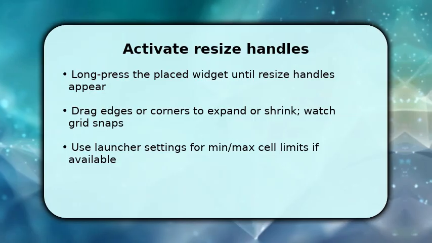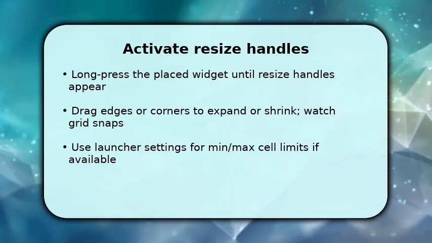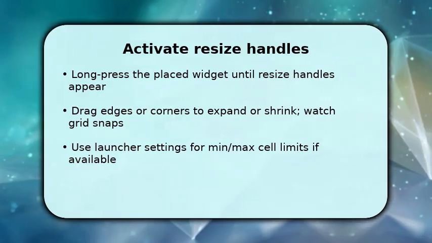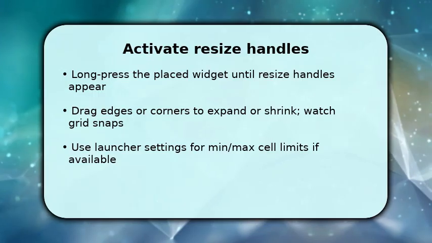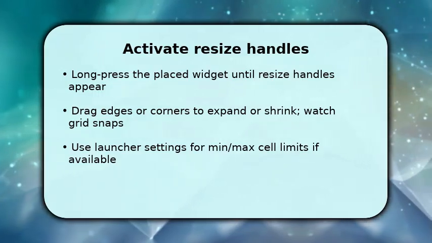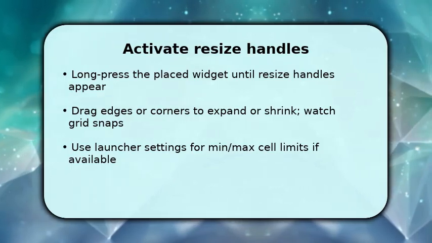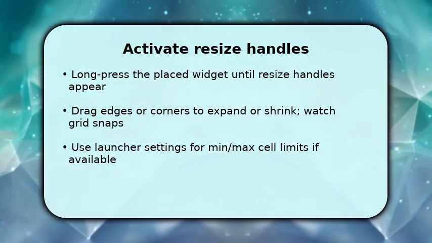You then drag a handle outward to increase width or height, and inward to reduce it. The grid snaps to whole cells to keep alignment. Make sure to hold and move deliberately. Rapid lifts can cancel the action. If the handles don't appear, check the launcher's settings because some launchers limit resizing or require an edit mode.